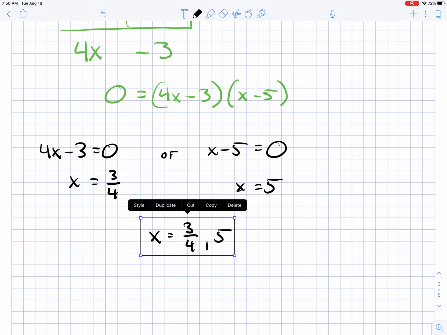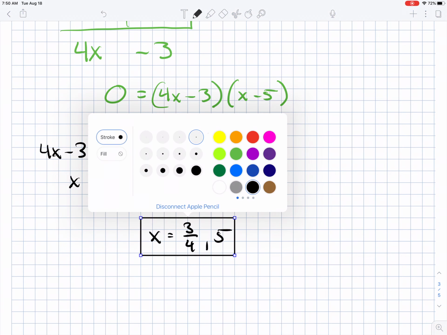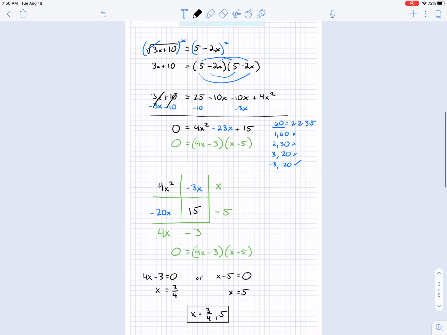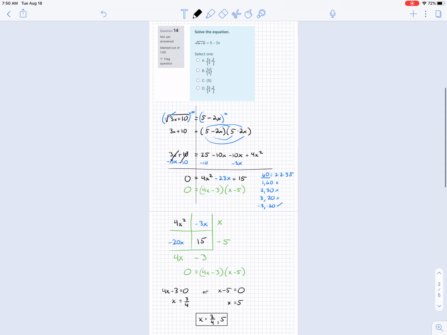We need to check and make sure that these actually work, because sometimes what happens is we produce what's called the right-wrong answer, right? So what we're going to do is check this in the context of the original, okay?